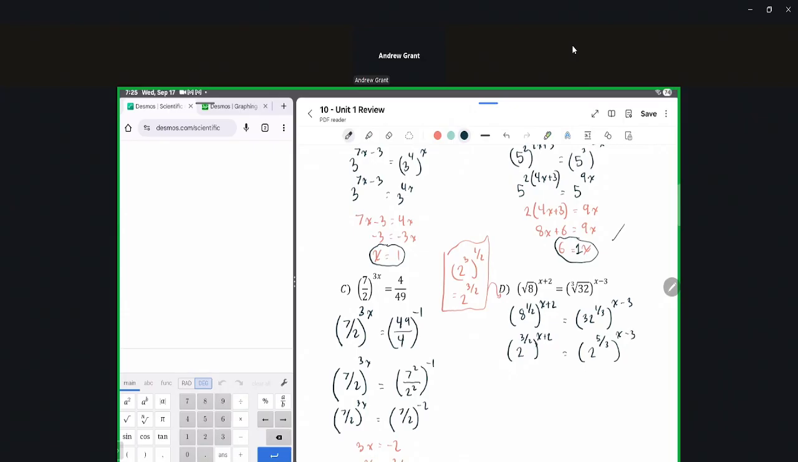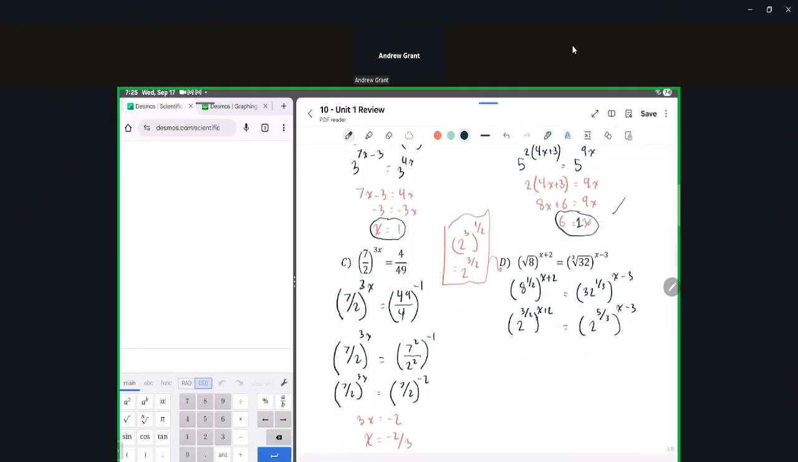We can now expand the exponents, or multiply the exponents. So 2 to the power of 3/2 to the power of x plus 2 is the same thing as 2 to the power of 3 over 2 multiplied by x plus 2 is equal to 2 to the power of 5 over 3 multiplied by x minus 3. At this point, we can go ahead and equate the exponents and simplify from there. So we're going to have 3 over 2 multiplied by x plus 2 is equal to 5 over 3 multiplied by x minus 3.